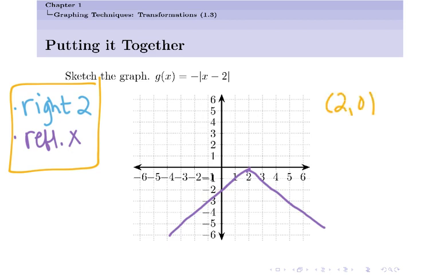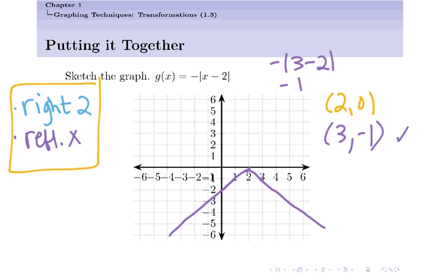2, 0 should work. When I substitute in a 2 here, 2 minus 2 is 0. Negative 0 is still 0. So that works. Now let's check another point. 3, negative 1. See, I'm just choosing points on my final graph. When I substitute in a 3 here, I get 3 minus 2. The absolute value of that is 1. So I get the opposite of a positive 1, which is a negative 1. So that checks out as well.